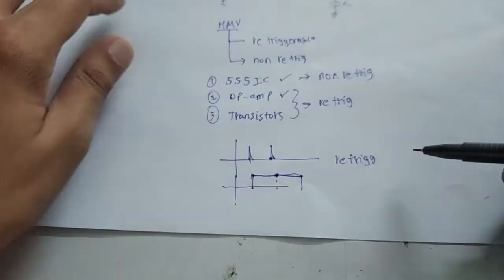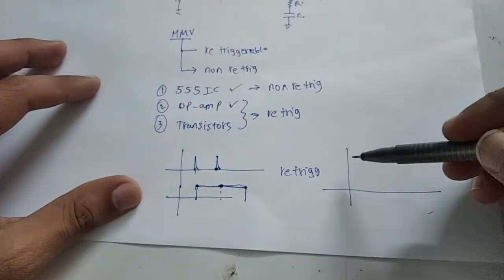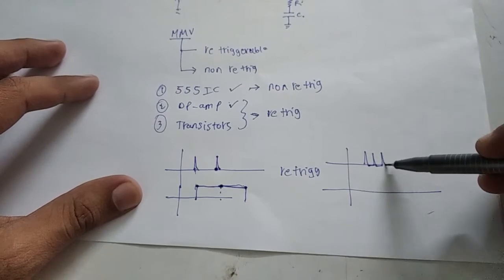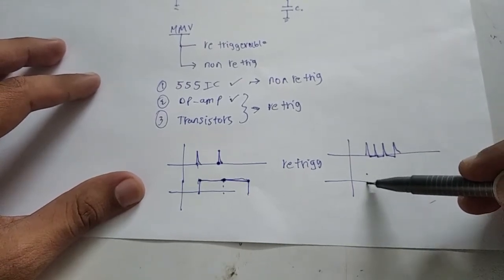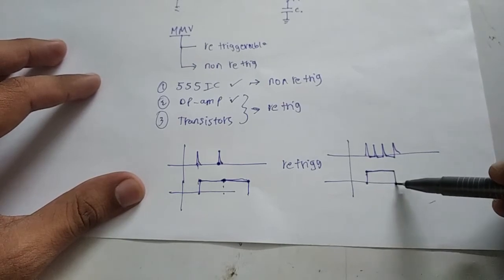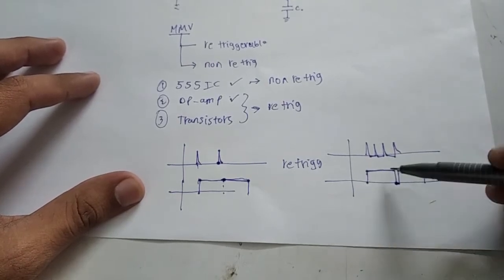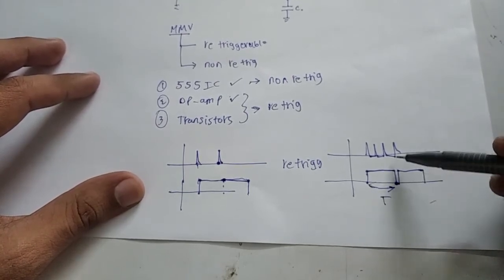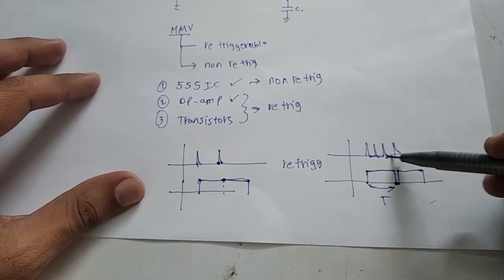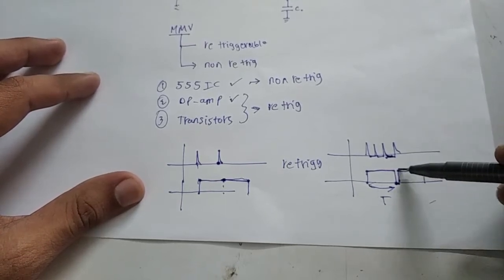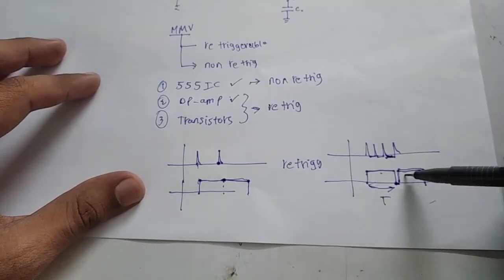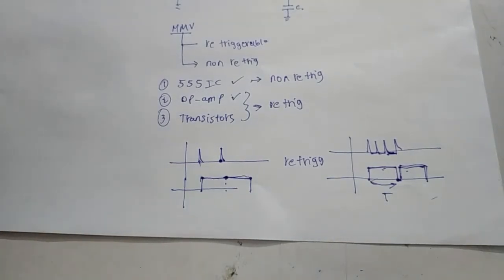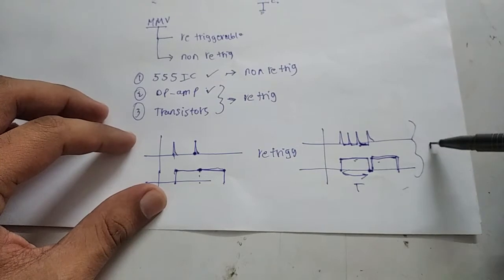But in timer IC 555, this doesn't happen. Once we trigger the circuit, if we trigger it again and again, it doesn't matter. If you trigger it here, it will get low after the set time period, and then it will stay low for the duration of the interval between these two pulses. It will again get high and then get low. So there is a discontinuity between two pulses in timer IC 555. So this operation is non-retriggerable.